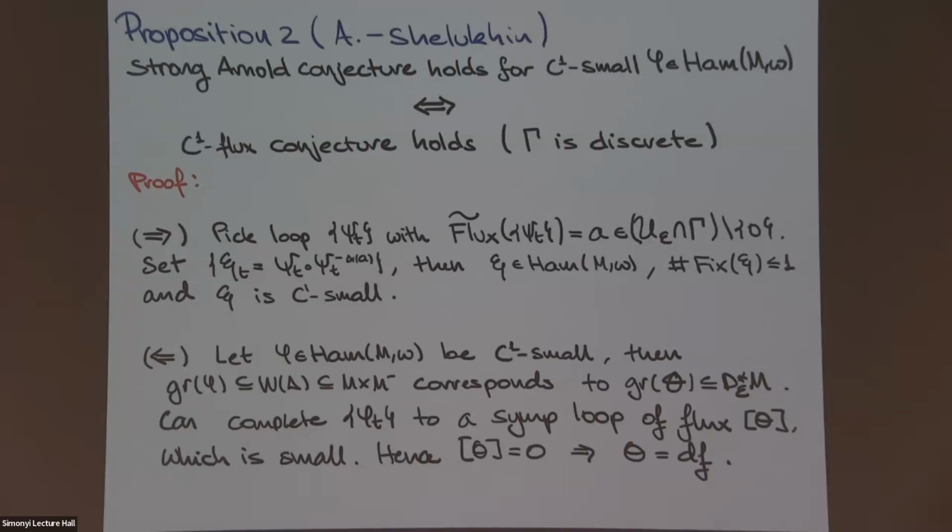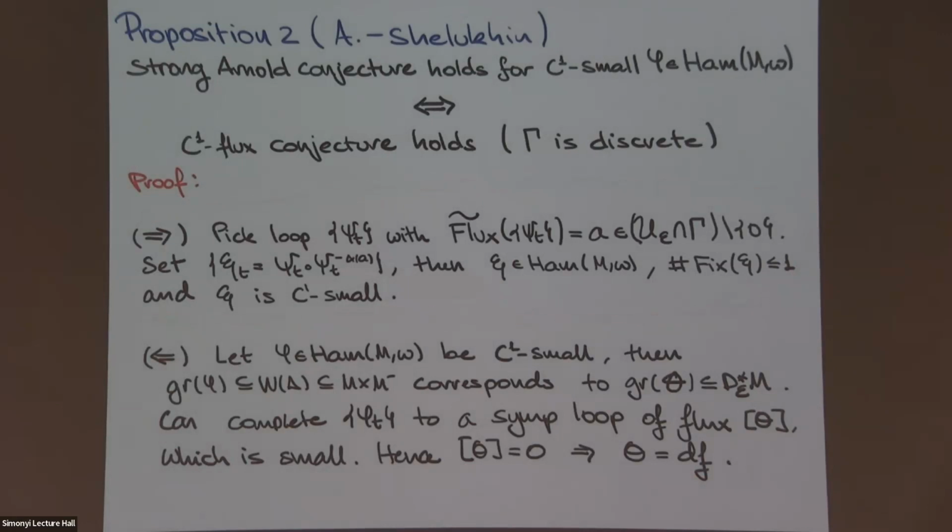But if this Hamiltonian is arbitrarily C1 small, which means that the cohomology class of this one form is small as well. But since we're assuming that gamma is not discrete, that's not possible. So if it's small enough, it has to be 0. So then that one form is exact, and everything follows from Morse theory and Lusternik-Schnirelmann theory. So the construction helped us in this direction here.